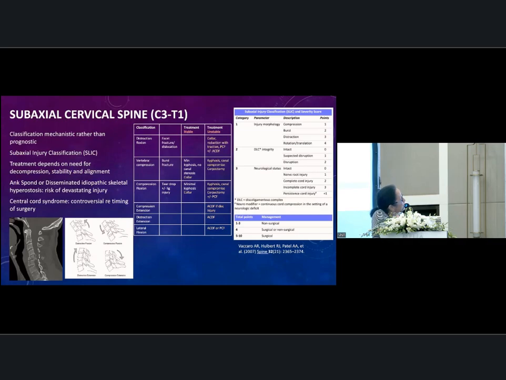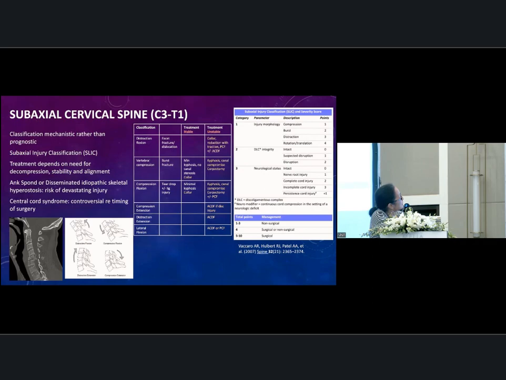With the subaxial spine, the classification is mechanistic rather than prognostic. There are many classifications, a lot to do with the mechanism again, with, I guess, the determination of whether a fracture is stable or unstable. There's a nice new classification that was brought out by Vaccaro in 2007 called the SLIC classification. And there's a similar one in the thoracic spine, which I find is very easy and simple to use. I just have this photo in my phone that I can look up.